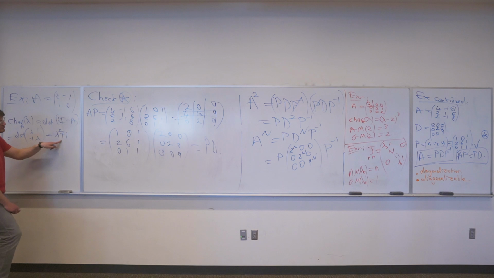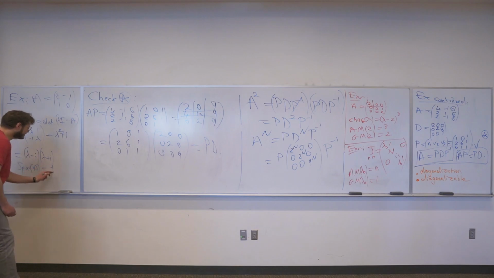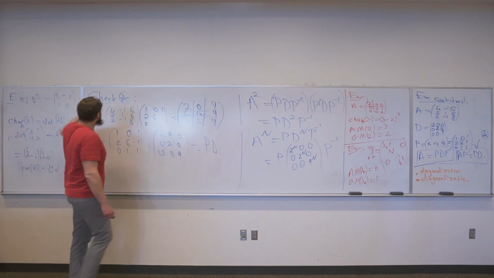And so if you're allowed to use complex numbers, then you can split this into lambda minus i times lambda plus i. Okay? That's literally the definition of this imaginary number. And so the spectrum of A would be plus and minus i, plus and minus the imaginary number.